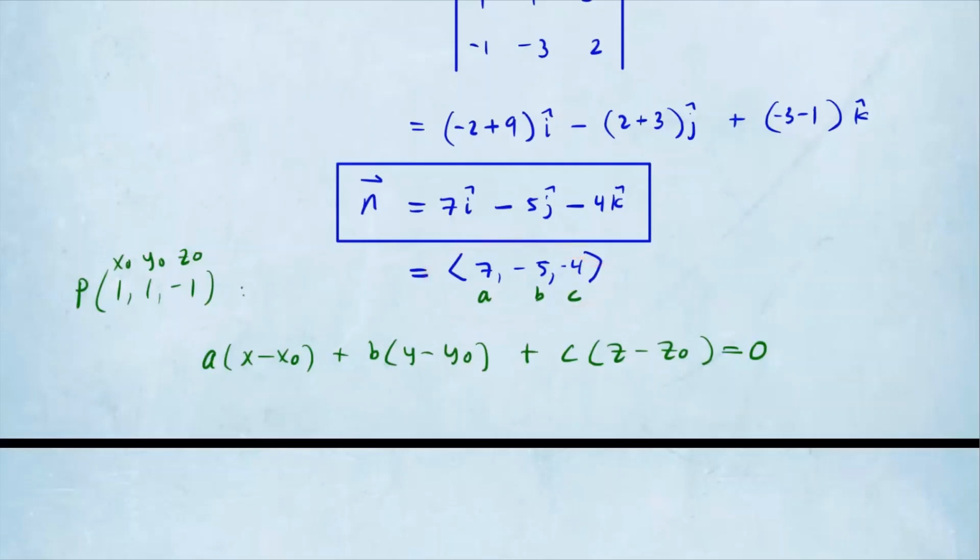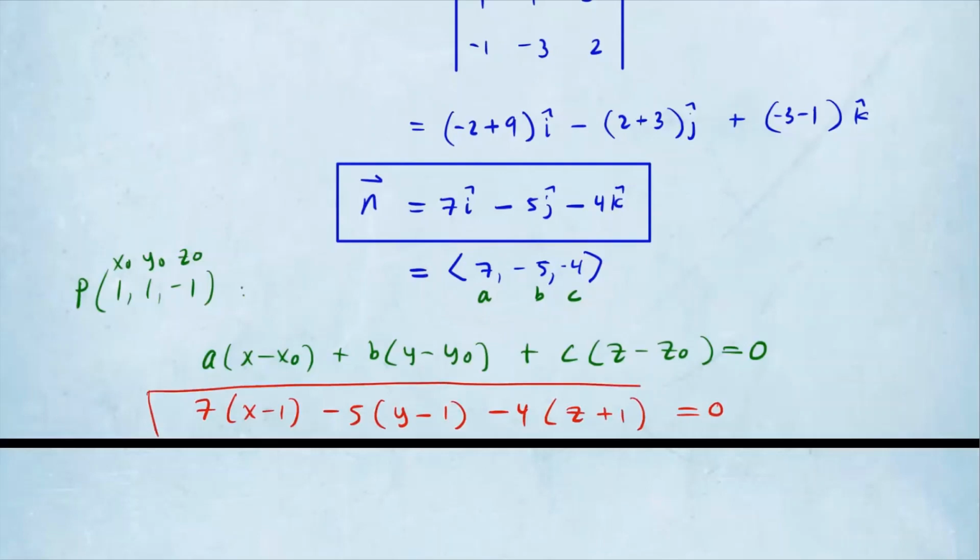So we have our plane as 7 times (x minus 1) plus, so B is negative 5, I'll just put a minus 5 times (y minus 1). C is negative 4, so minus 4 times (z minus negative 1), so that'll be plus 1, equals 0. So this is our equation of the plane.